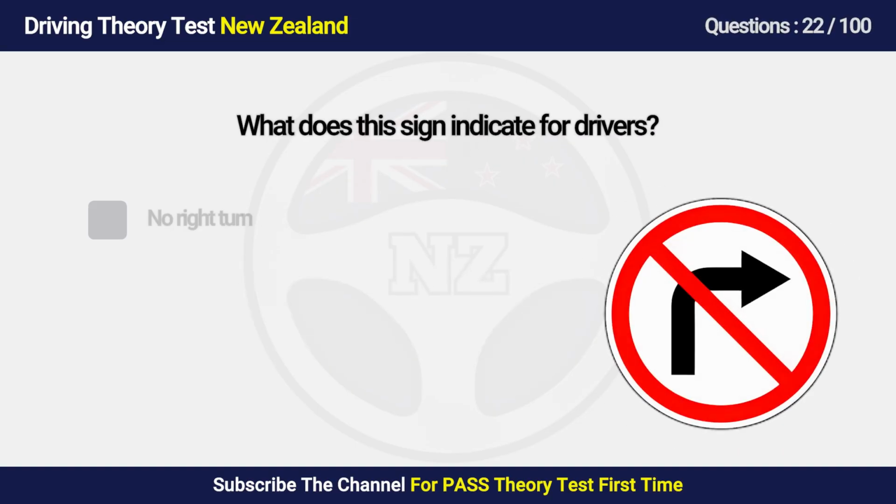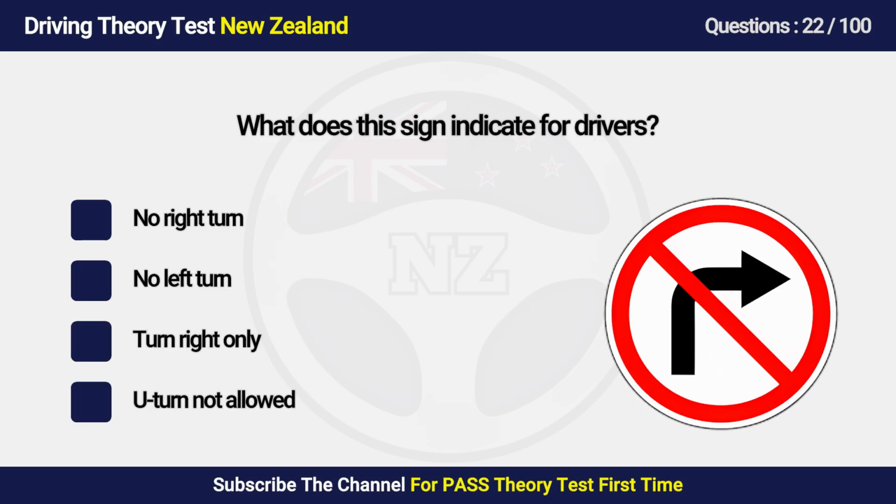Question 22. What does this sign indicate for drivers? A, no right turn. B, no left turn. C, turn right only. D, U-turn not allowed.